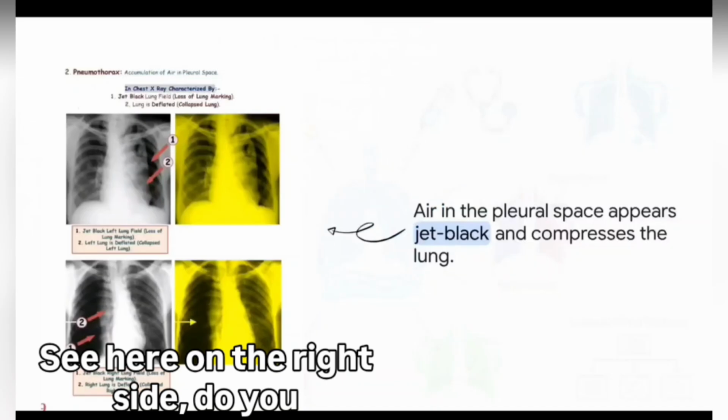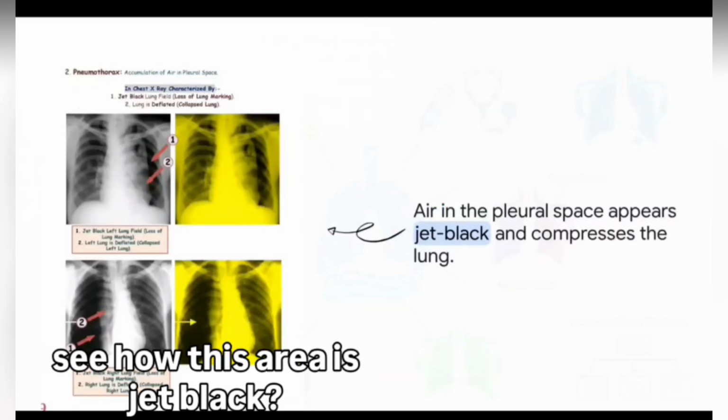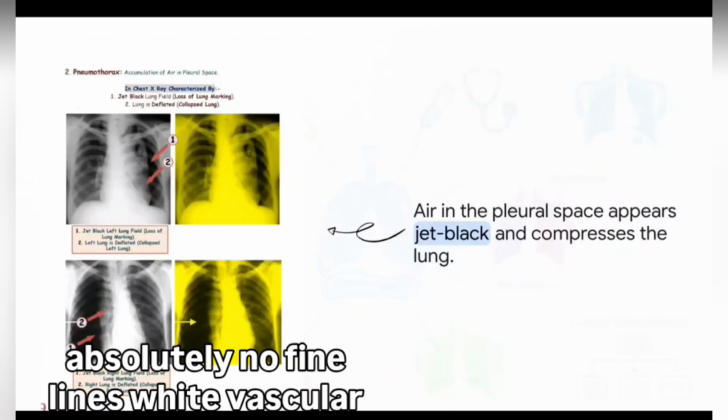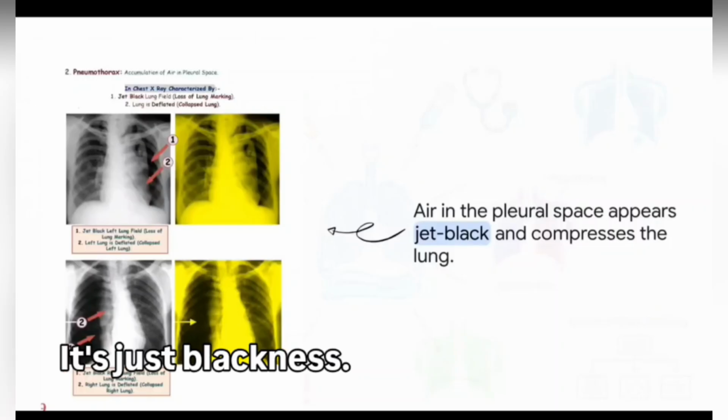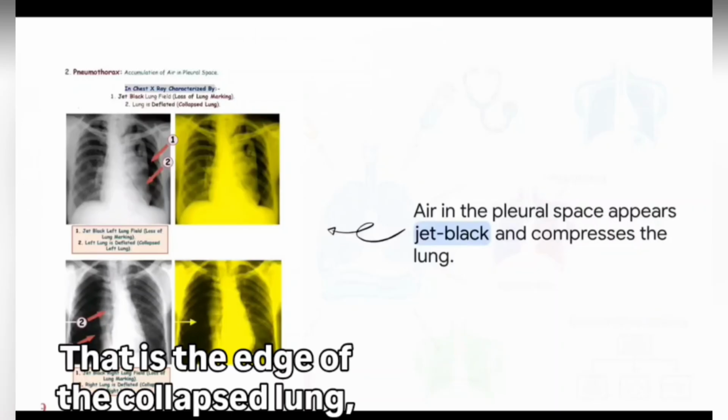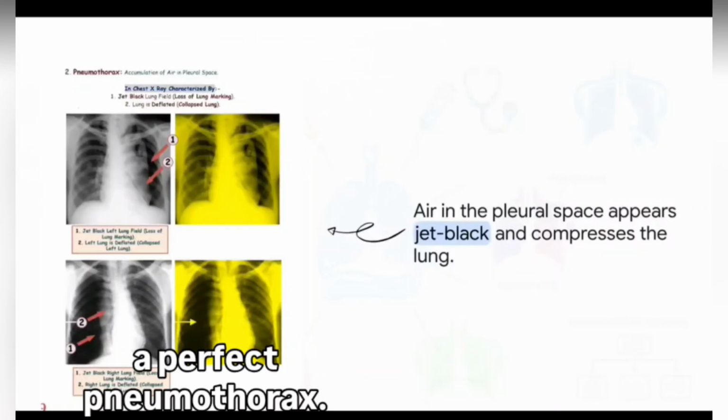See here on the right side, do you see how this area is jet black? And very importantly, there are absolutely no fine white vascular markings in here. It's just blackness. And then you can trace this fine line. That is the edge of the collapsed lung, a perfect pneumothorax.